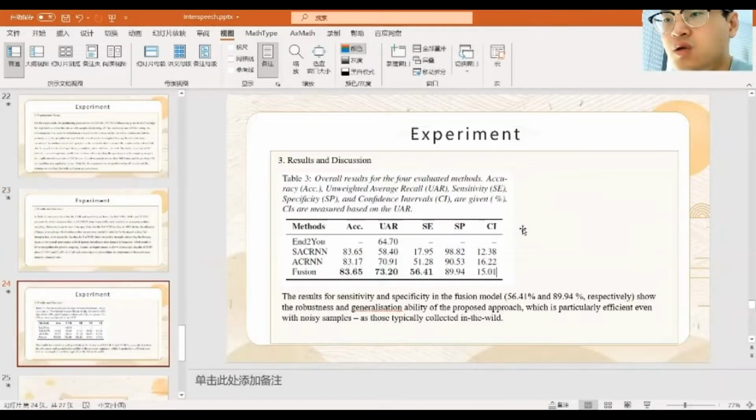This is our result, and the discussion is shown in our paper. The results present accuracy, sensitivity and specificity of the model.